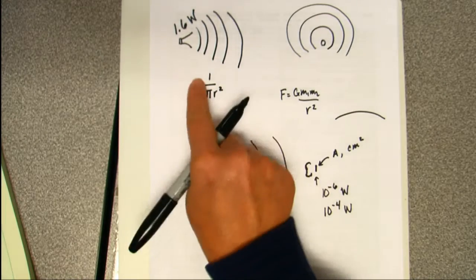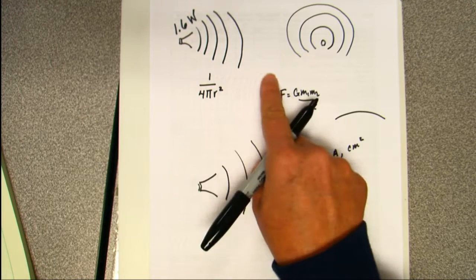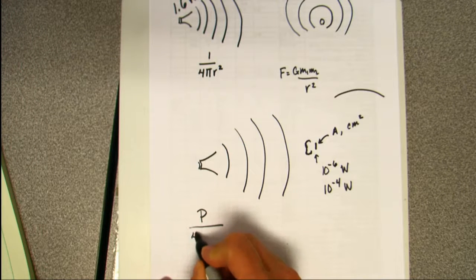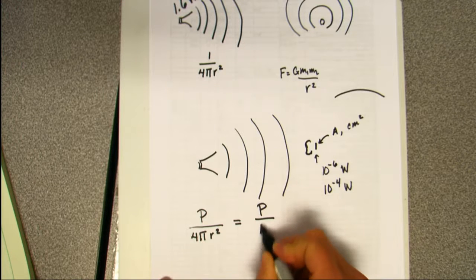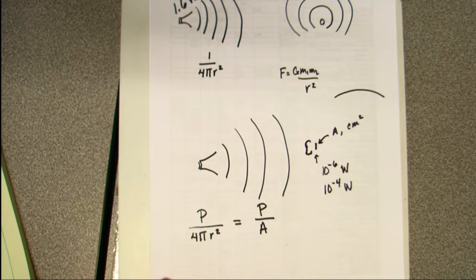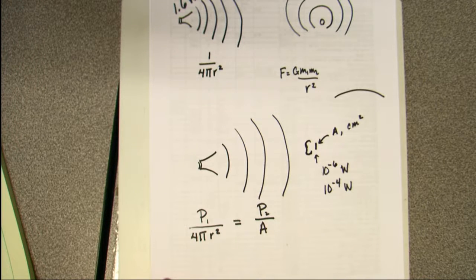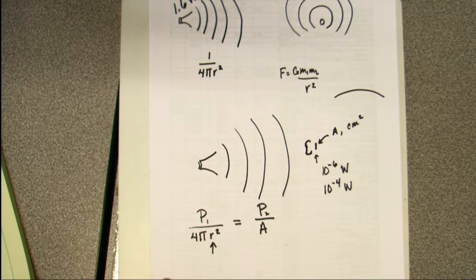So if I use this information that my power is going to decrease by 4 pi r squared, and I get damage at a certain power over a certain area, I'm setting up a ratio. That's power 1, that's power 2. You're given your area. It's asking you for your distance away. You're solving for r.